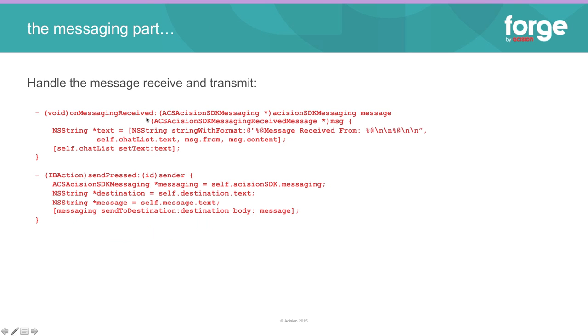And then there's equivalent bits to what I used earlier in the Android SDK. So there's an on-message received callback, which gets called when the message gets received, and it puts it into the control for showing received messages. And there's a send pressed, which is linked to the actual button on the actual application, and will send a message when you click it.